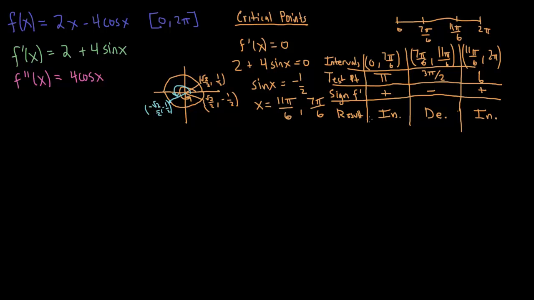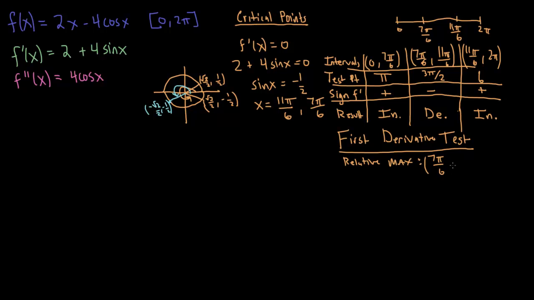Now that is increasing versus decreasing. So now we can actually talk about the first derivative test. The first derivative test says that if at a critical point you switch from increasing to decreasing, that leads to a relative max. So we're going to have a relative max at 7 pi over 6, because we switched from increasing to decreasing. So 7 pi over 6, comma something. And we're going to have a relative minimum when we switch at a critical point from decreasing to increasing. So at 11 pi over 6, we're going to have a relative minimum.